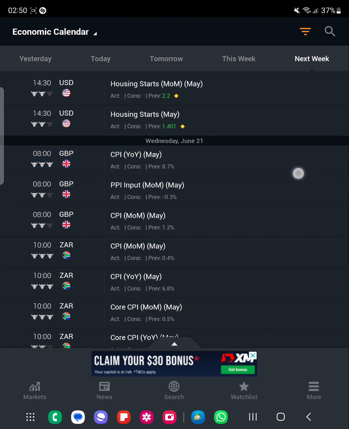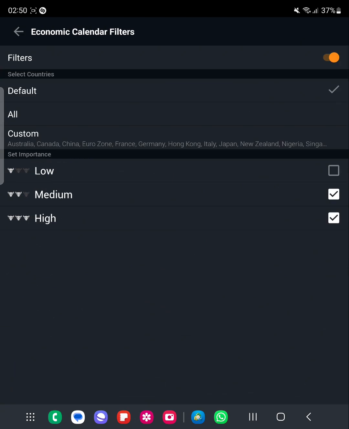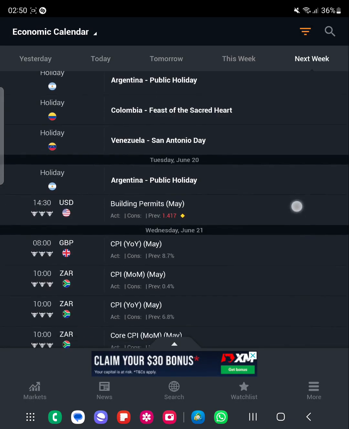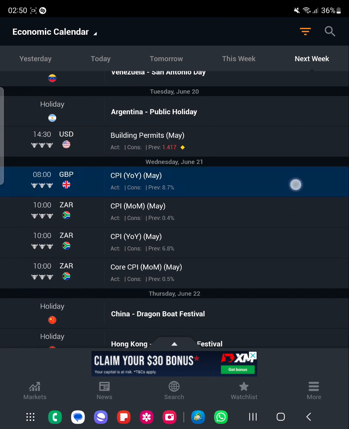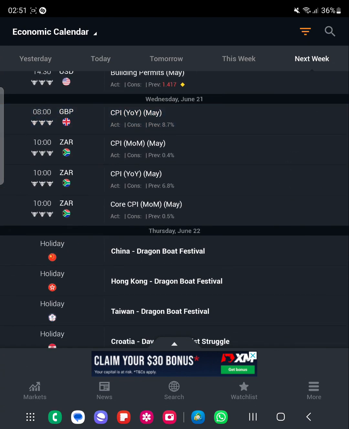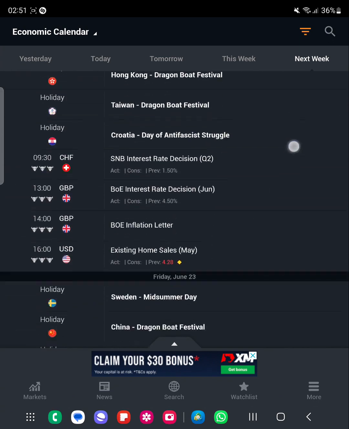Actually, I don't know why this was not appearing. I think there's something wrong with my economic calendar. Actually, let me just review next week properly. Oh yeah, no, I've spoken about this actually. There's nothing wrong with my app.